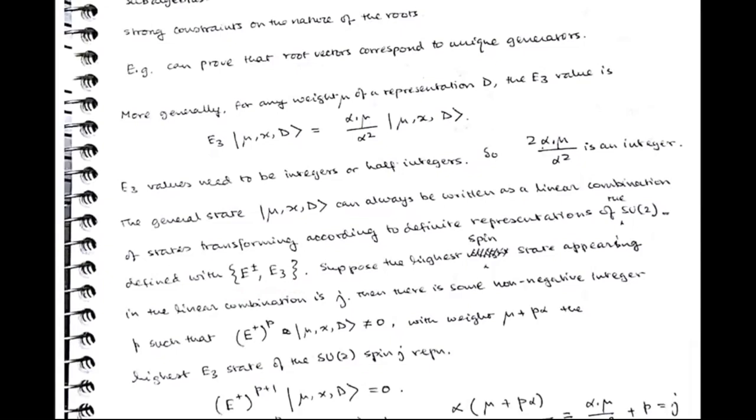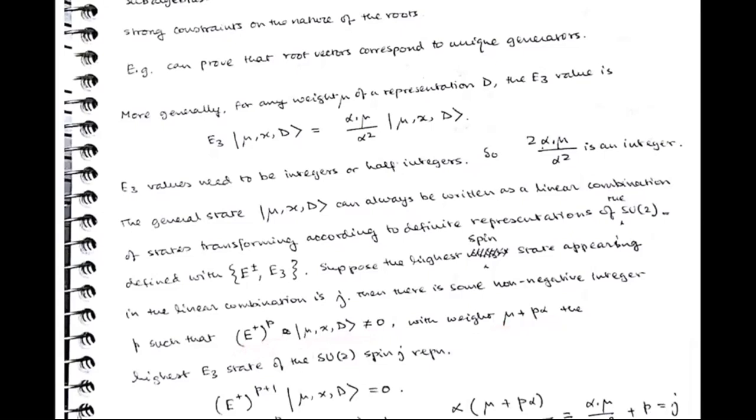And now let's suppose that there is some highest spin appearing in this particular linear combination, which is J, and there is some non-negative integer P, such that if you take the state and raise it to this power and act on it with E plus P times, this is going to be non-zero, and this will have a weight mu plus alpha p.